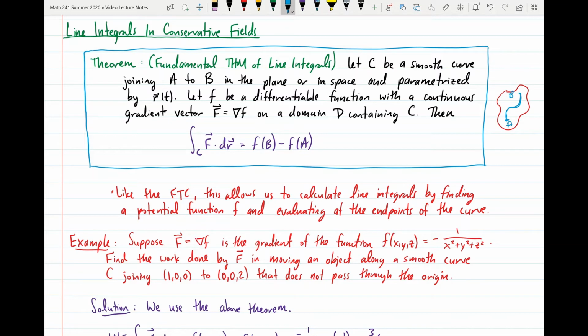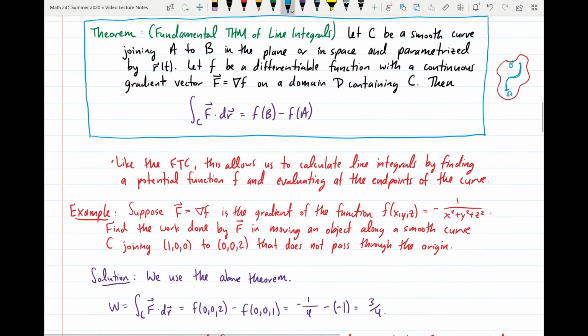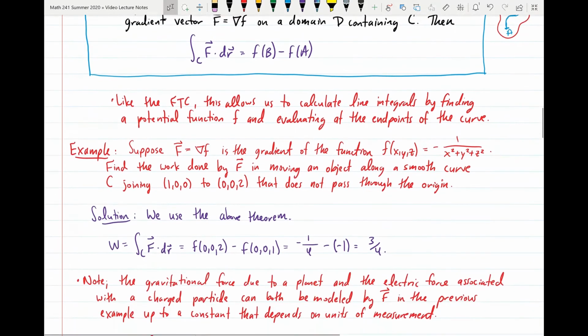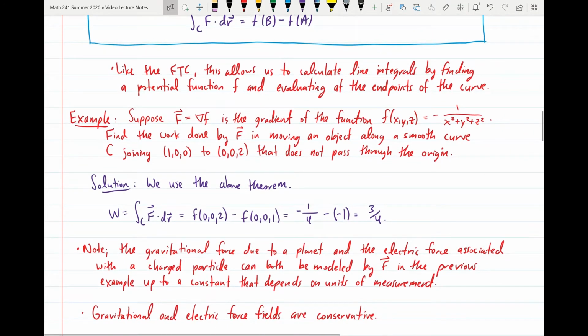So this is the analogous theorem to the fundamental theorem of calculus from Calc 1. And like the fundamental theorem of calculus, this allows us to calculate line integrals by finding a potential function little f, and evaluating at the endpoints of the curve. Okay, so let's move on to an example where we apply this fundamental theorem of line integrals.